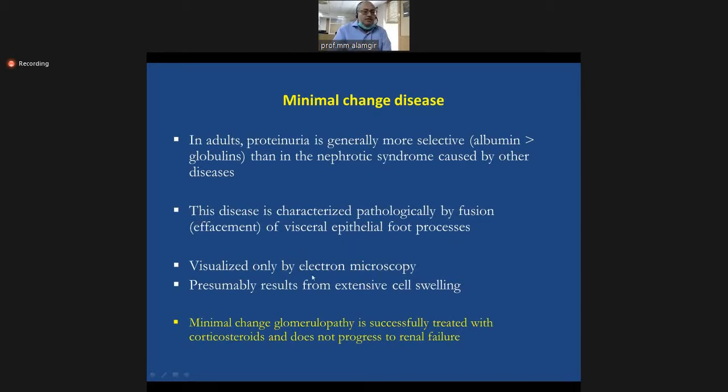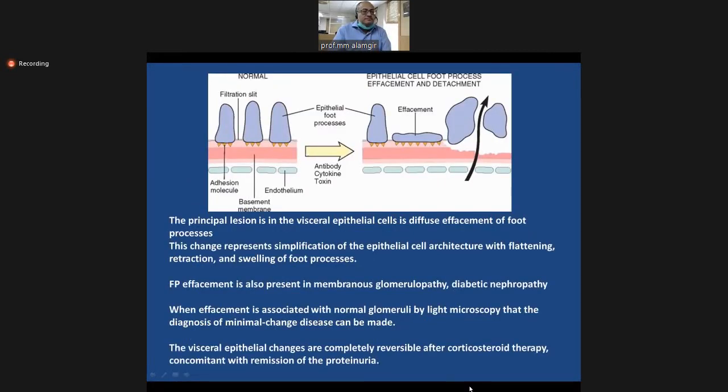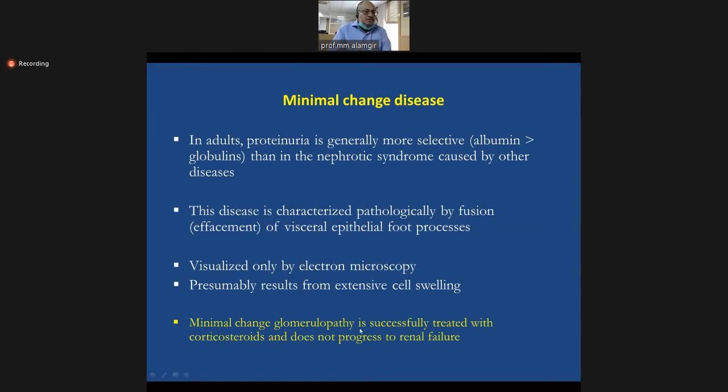Visualized only by electron microscopy, that's the name, minimal change disease. Minimal change glomerulopathy is successfully treated with corticosteroid. Usually, these children respond to corticosteroid treatment and they may get well without any finding of renal failure.